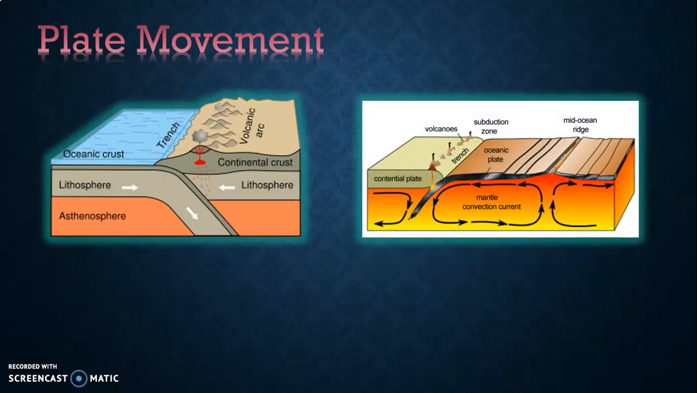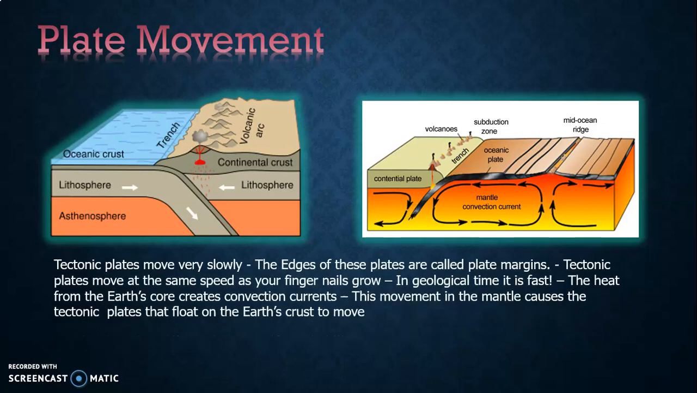If you have a look at the picture on the right-hand side, you can see the arrows. So as the heat comes through, it starts making the molten rock move. Okay, that breaks through into the Earth's crust, and that's when volcanoes are formed. Tectonic plates move very slowly. The edges of these plates are called margins. As we discussed, tectonic plates move at the same speed as your fingernails grow, but this is extremely fast in geological time. The heat from the Earth's core creates convection currents in the mantle on the picture on the right. This movement in the mantle causes tectonic plates that float on the Earth's crust to move.